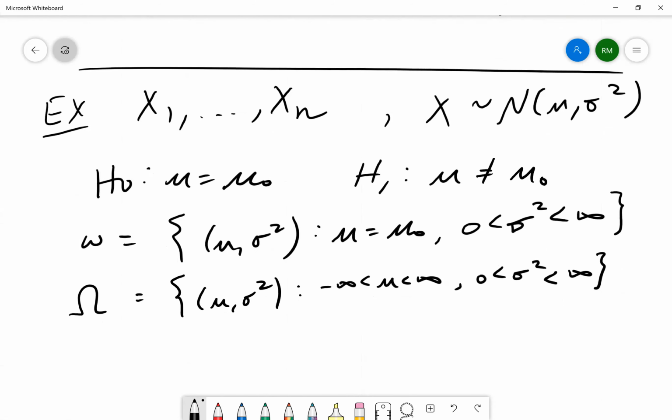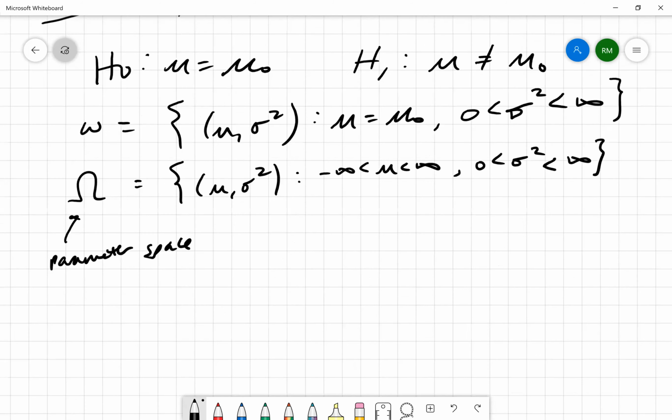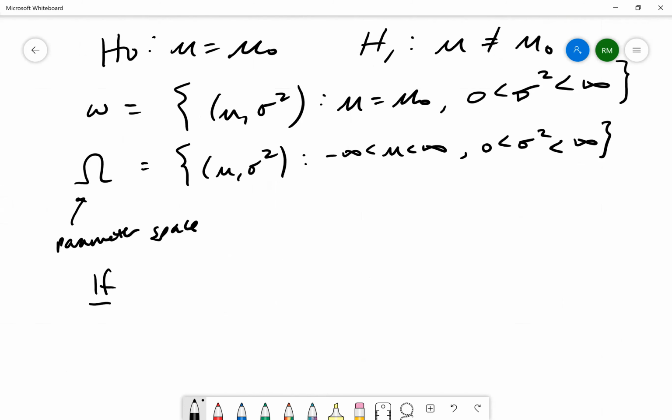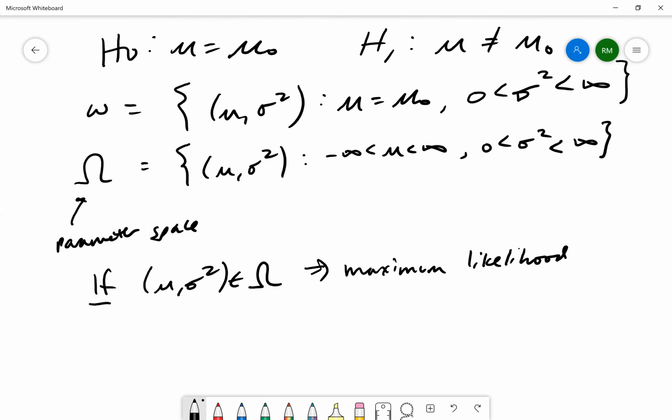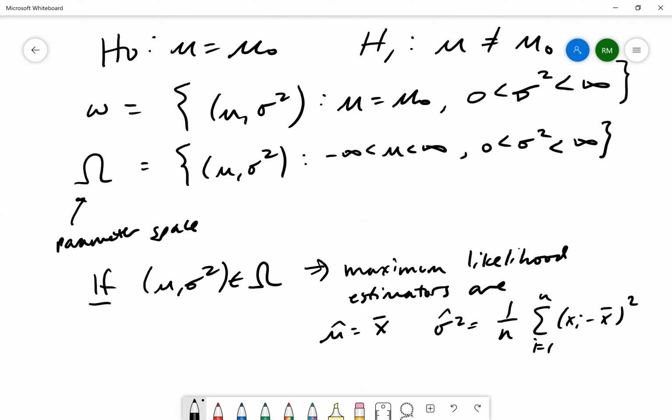Okay, so remember, this is the parameter space. That's the set of all possible values for mu and sigma squared, and we know that mu can be anything and sigma squared has to be positive. So if we're looking at the whole parameter space, then we know that the maximum likelihood estimators are x bar for the mean, and this expression for the variance.